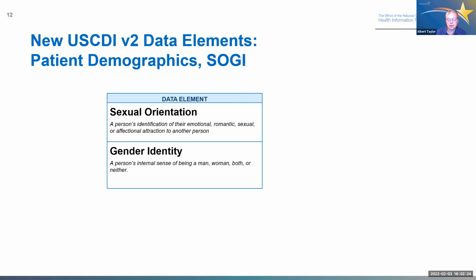Putting it in USCDI version 2, should version 2 become available for updates, then systems would be required to exchange sexual orientation and gender identity like other demographic data elements, following a fulfillment of the request for exchange of information.